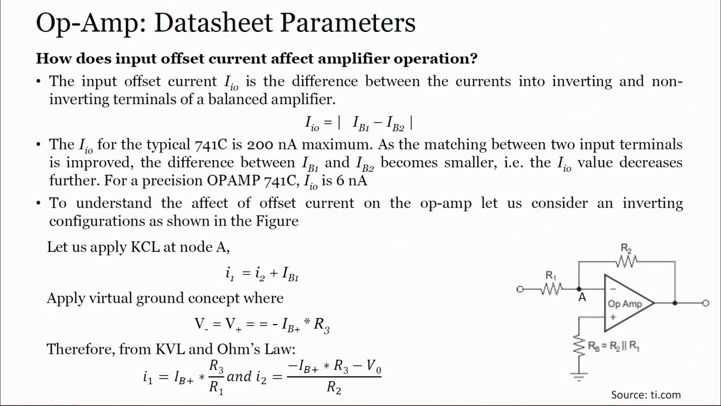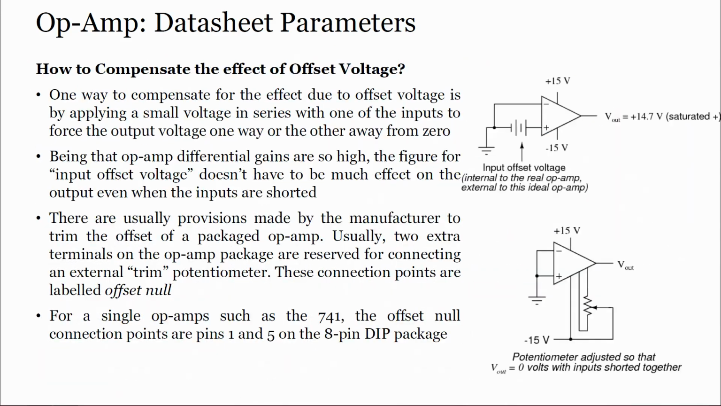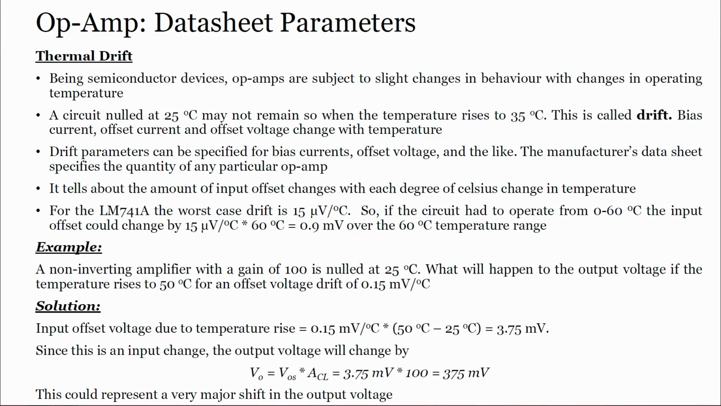So, when you see input offset current, input bias current, input offset voltage, CMRR, these are all datasheet parameters. Okay. So, just look at it, thermal drift. Being semiconductor devices, op amps are subject to slight changes in behavior with a change in operating temperature. So, if the temperature changes, because it is semiconductors, the op amps are subject to slight changes.